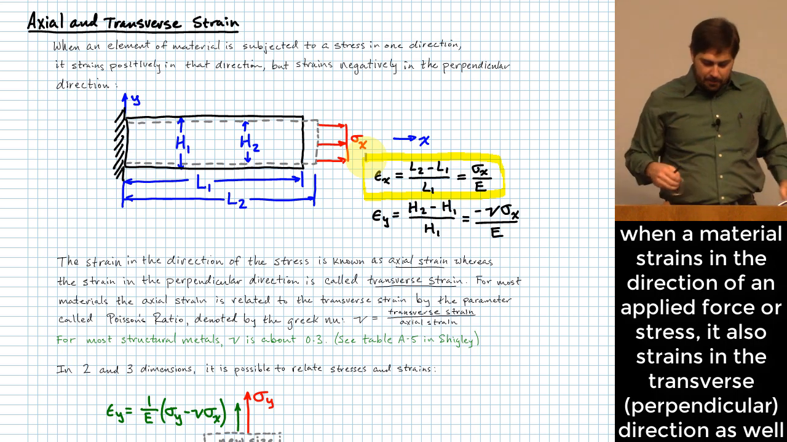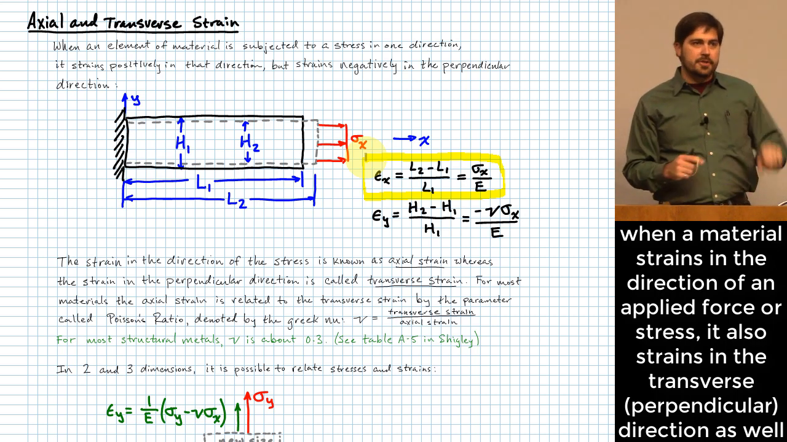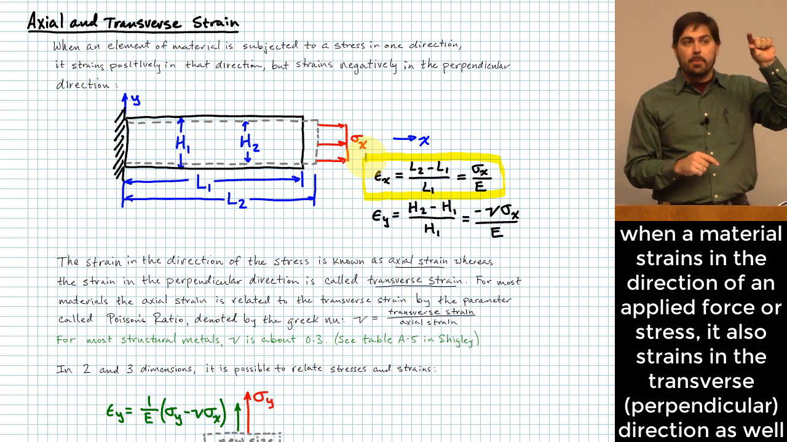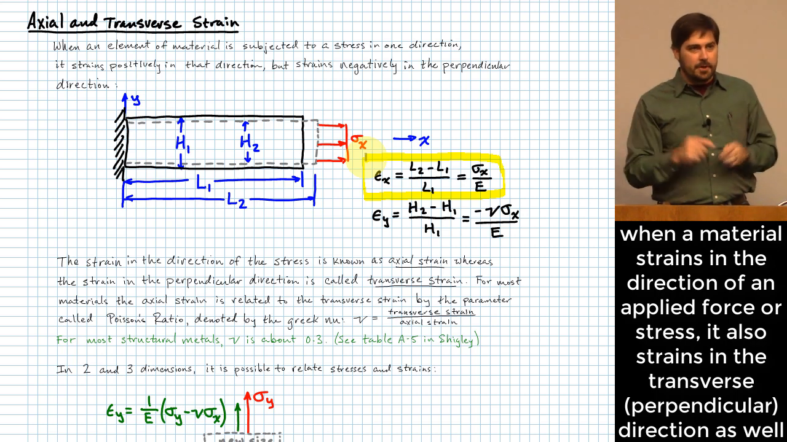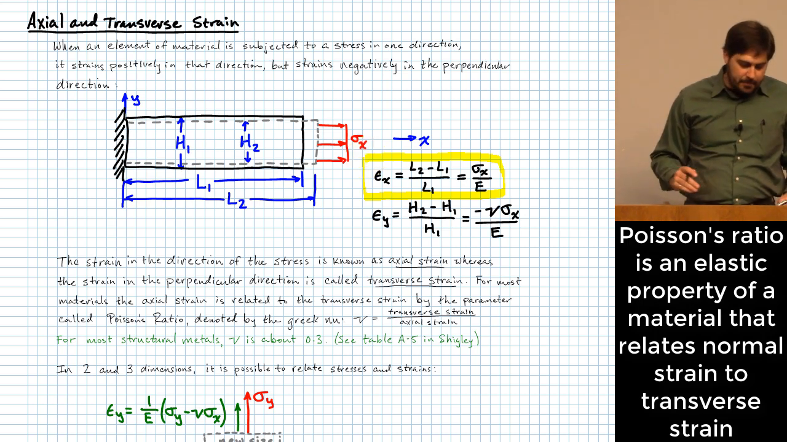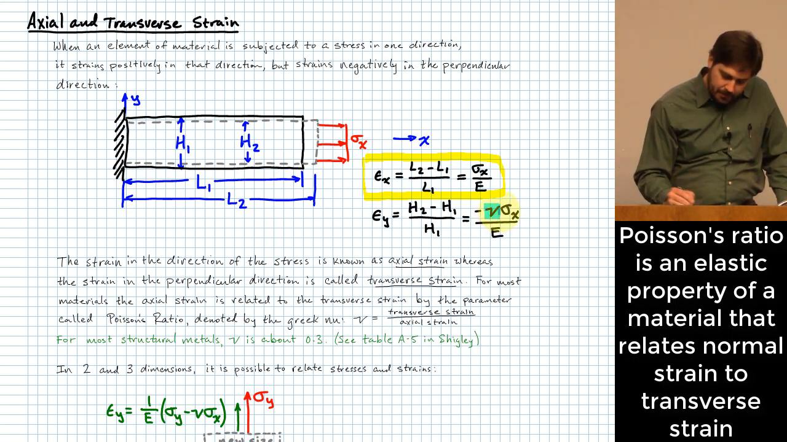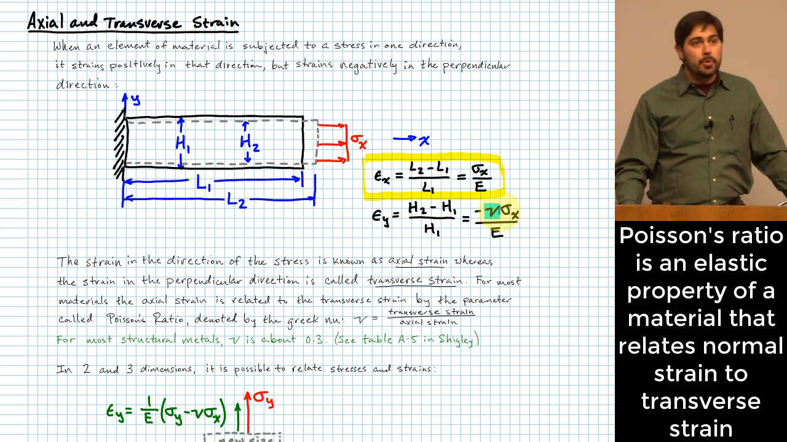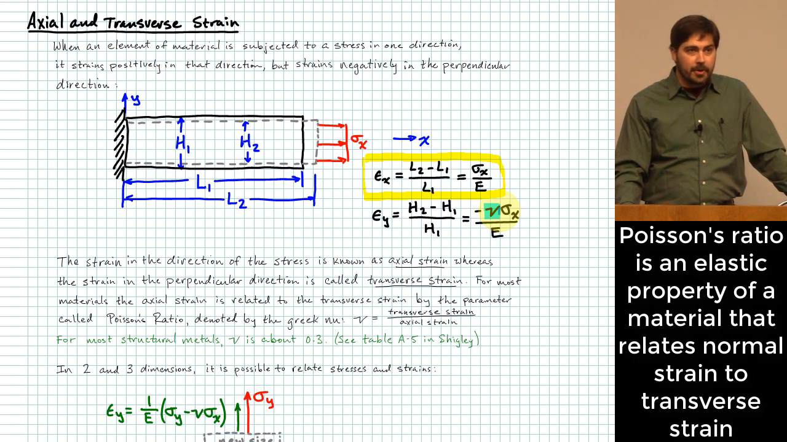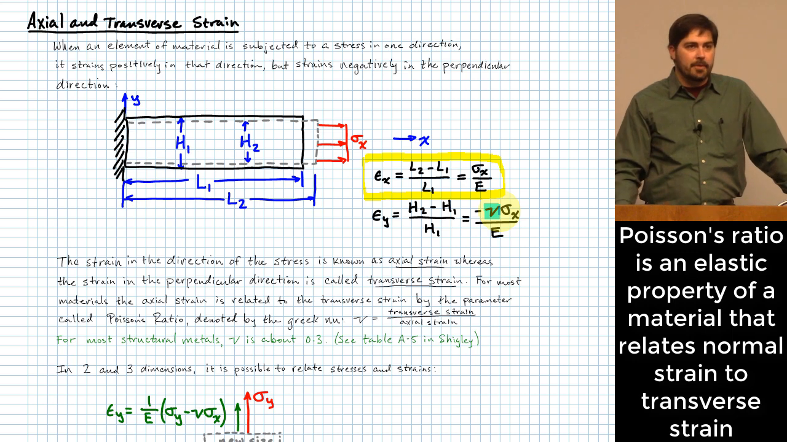And that's why I bring that up right now: not only does a material strain in the direction you are stressing it, it also strains transverse to the direction that you are stretching it. And that is a negative strain, right? It'll get smaller if you have a positive stress, right? The parameter that we use to talk about this when we're dealing with real materials is called Poisson's ratio. In this textbook, it's the Greek letter nu. It is basically just a ratio that tells you how much it will strain transverse relative to how much it strains along its length.